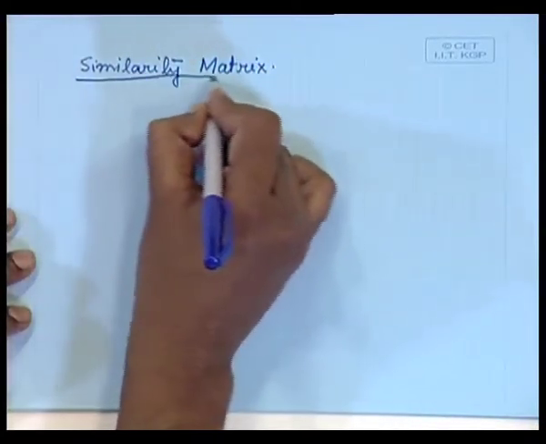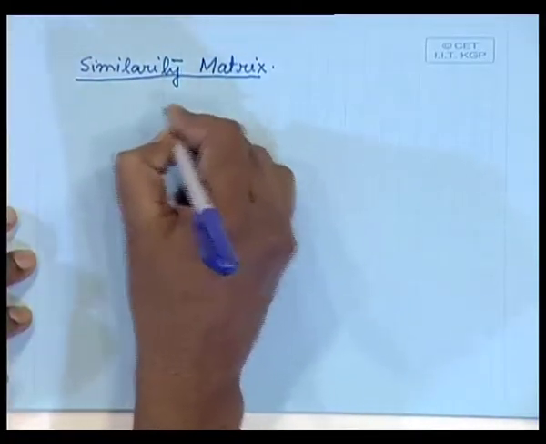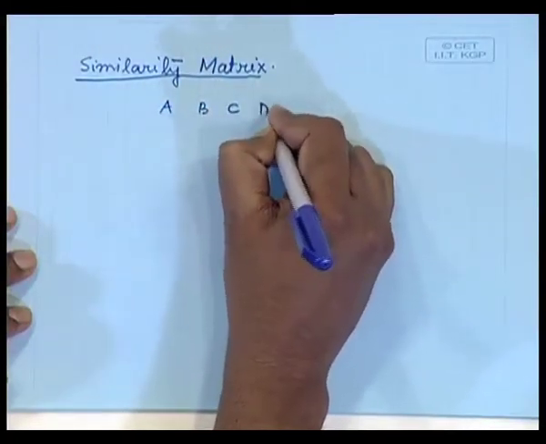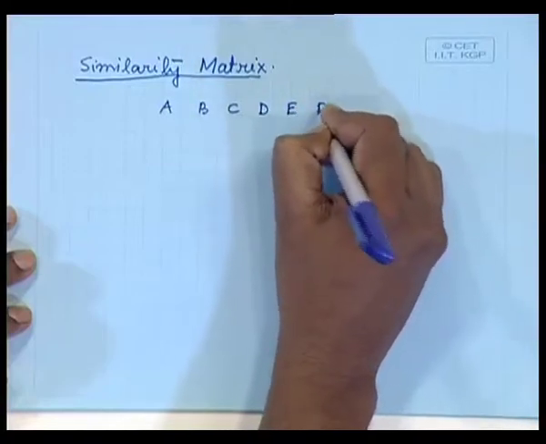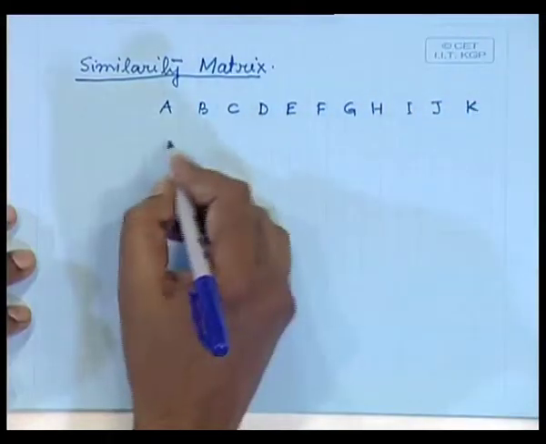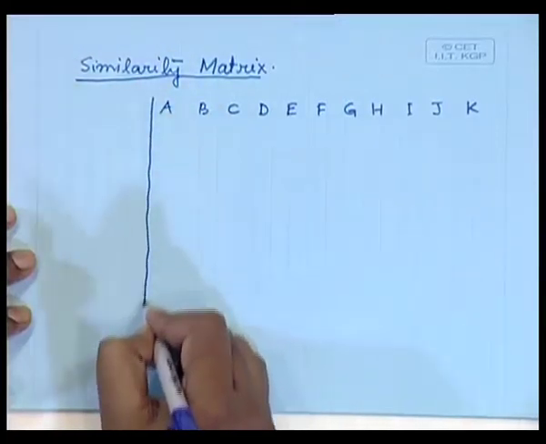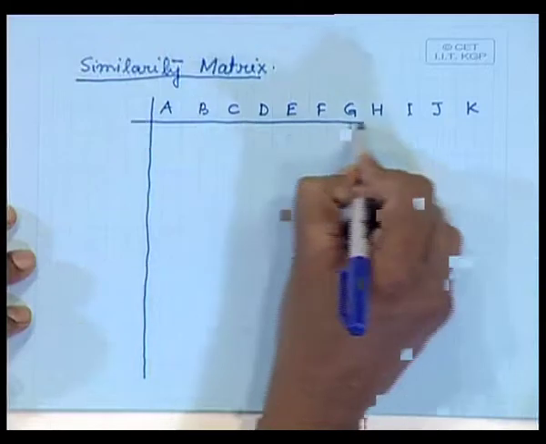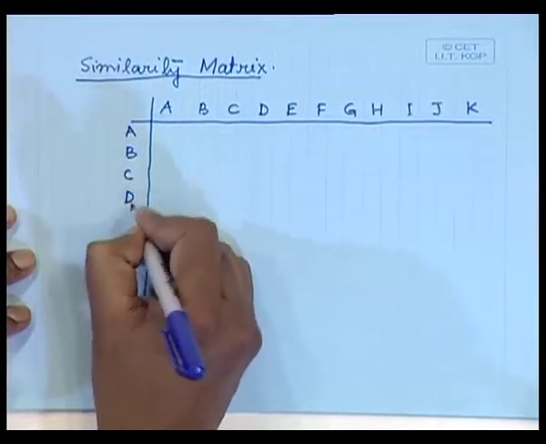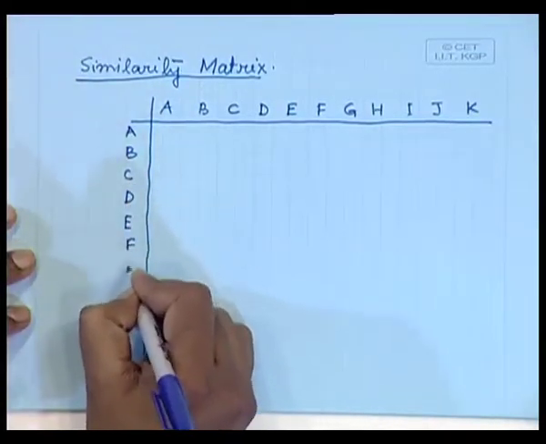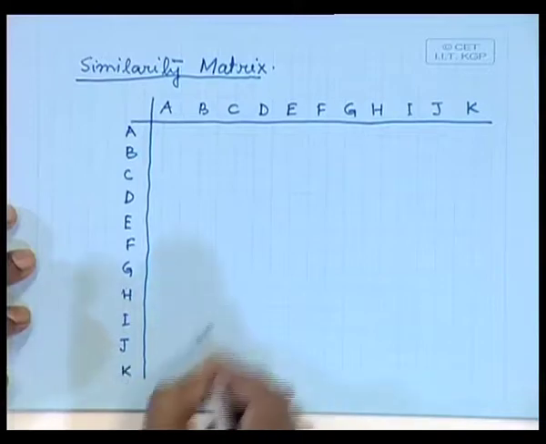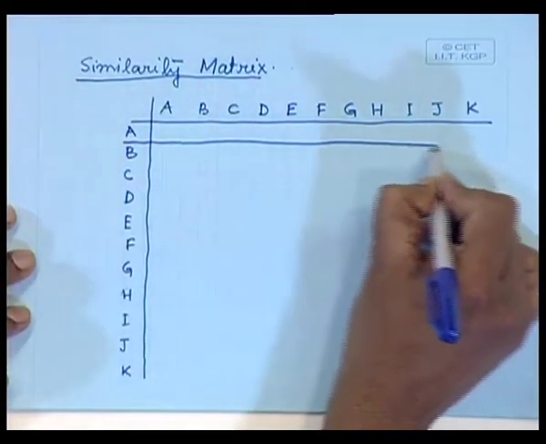Okay. So, let me write the similarity matrix. I have the feature vectors A, B, C, D, E, F, G, H, I, J, K, and so let me complete this similarity matrix.